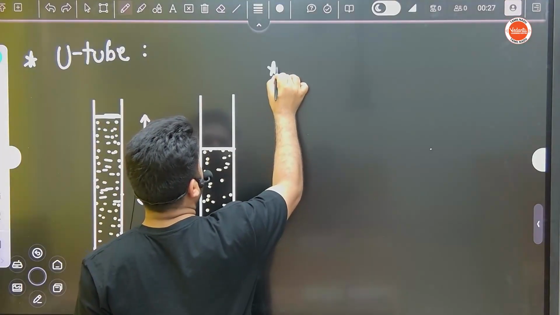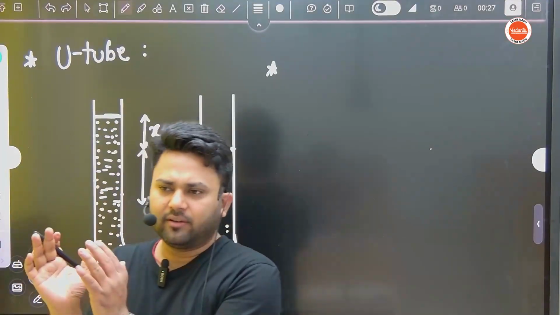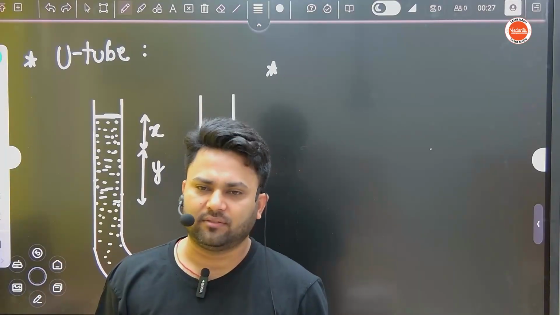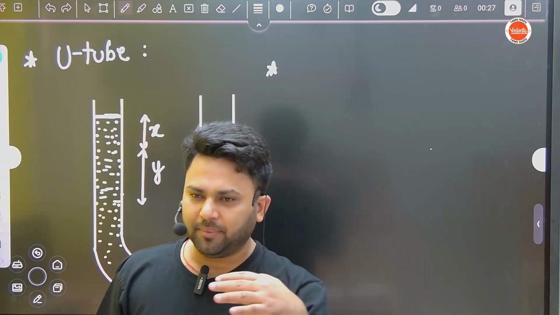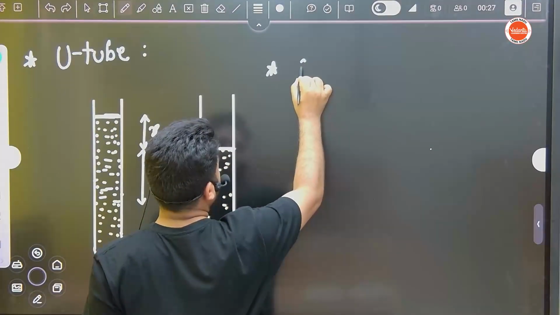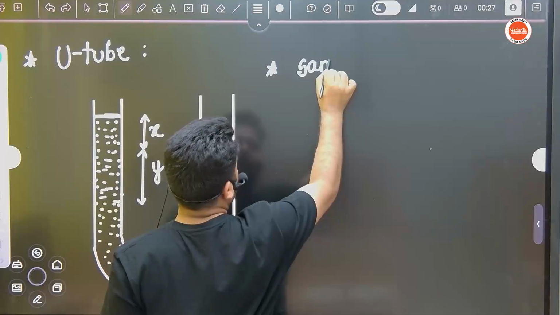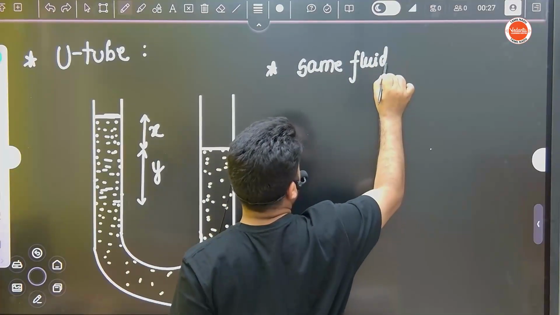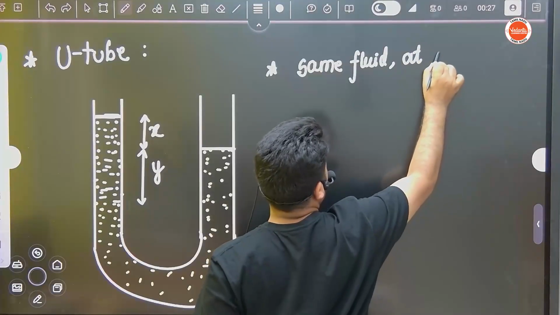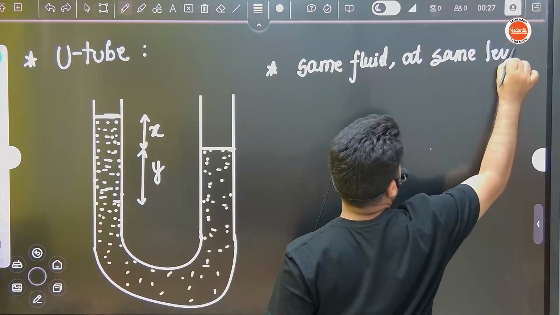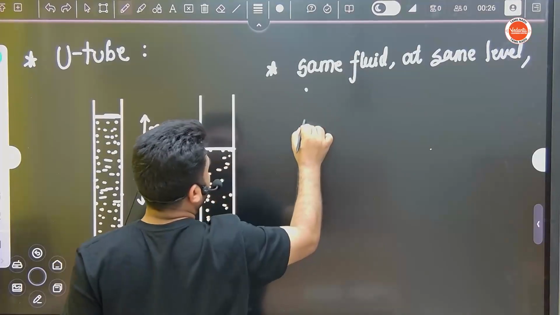Always remember one point, what I told right now. At the same level, if the container is not moving, not accelerating, at the same level pressure will be same. One more point I am adding: if we have same fluid, then at the same level, pressure will be same.